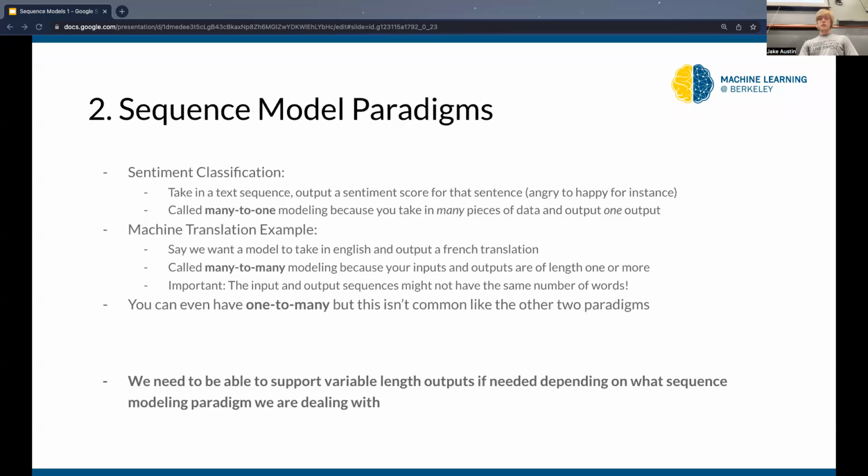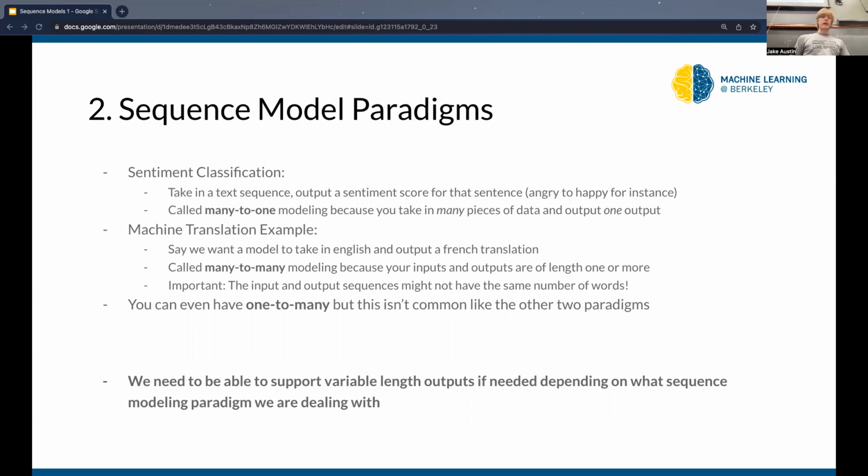So there are also different paradigms. There are cases in which we can have an entire sentence and we want to output a single value of sentiment. Is it happy or sad? So this is a case where we have a really long sequence and we want to output a single value.